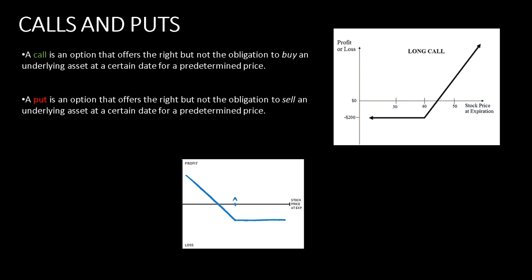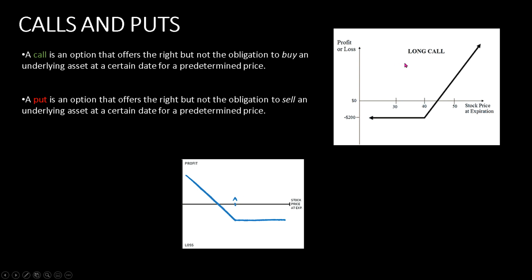A put is an option that offers the right, but not the obligation, to sell an underlying asset at a certain date for a predetermined price. So the opposite is true with a put. If you were selling a put, it would be basically selling the right, but not the obligation, to sell an underlying asset to somebody else, and at which point you would get premium up front.